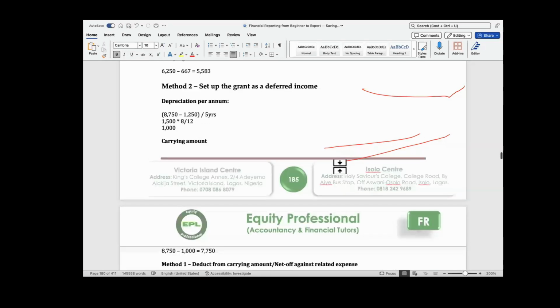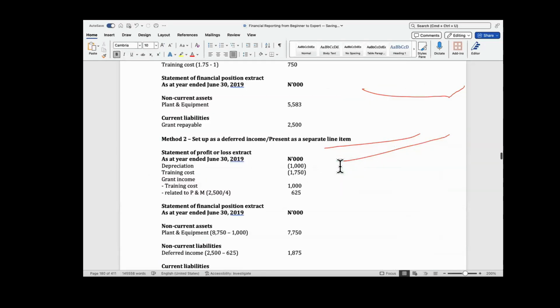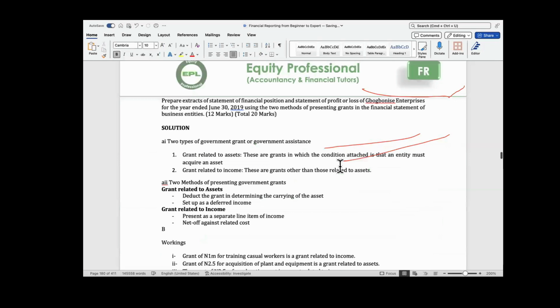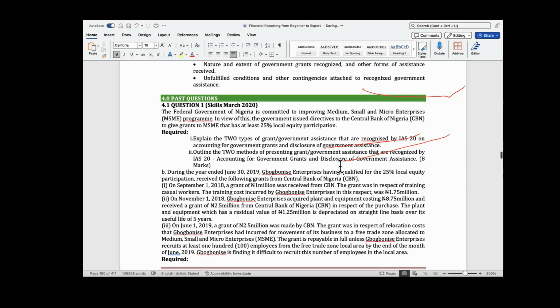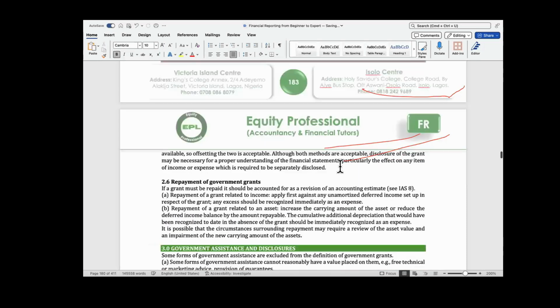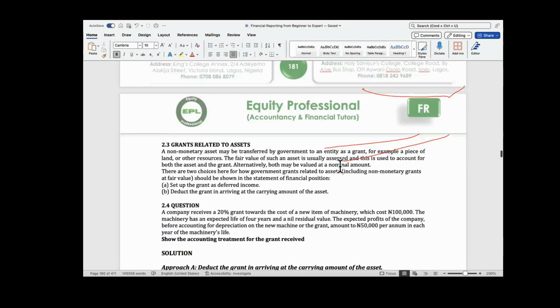Hello, sir. Yes, Latif. Thank you, sir. I think the last example you just gave, the accounting entries, that should be for grant related to income. We'll credit bank and we'll debit deferred income. Yes. Thank you, sir.